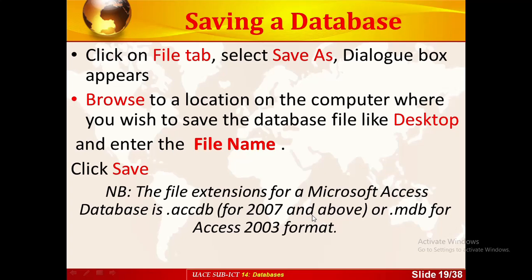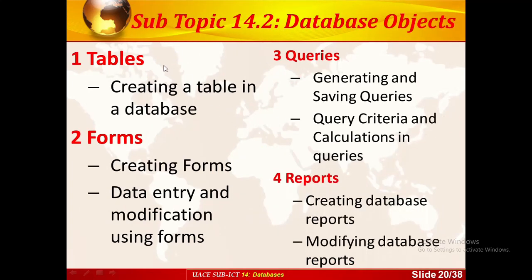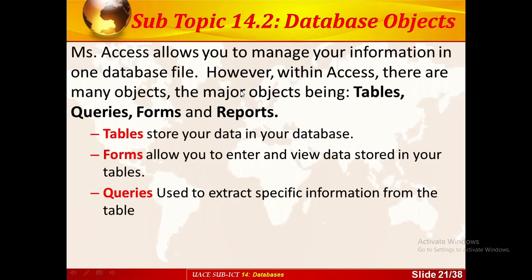And here we have some of the objects in the database. We have the tables, queries, forms, and reports. These are what we call the database objects, and we're going to look at them one by one. First, Microsoft Access allows you to manage your information in one database file. However, within Access, there are many objects, being tables, queries, forms, and reports.